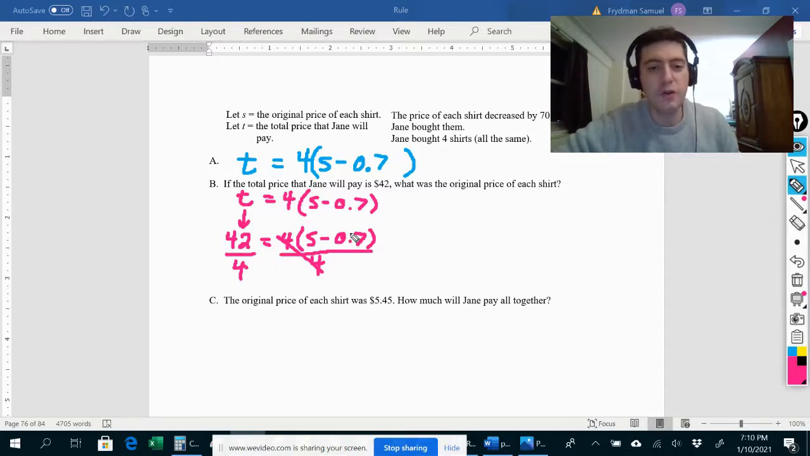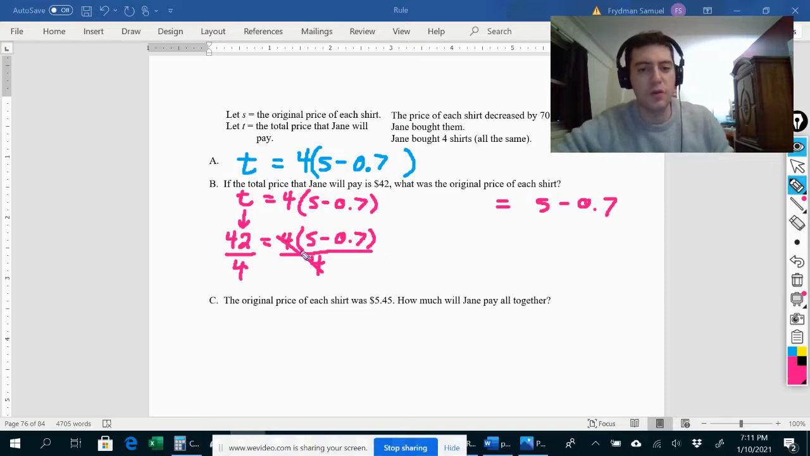So what would I get over here? I would get, so this cancels. On the right side, I ran out of space over here, so I'll just continue over here. On the right side of the equation, I just have s minus 0.7 left over. I don't need the parentheses anymore because that 4 was canceled out. There's nothing in front of the parentheses anymore.